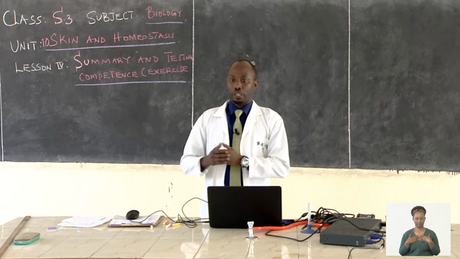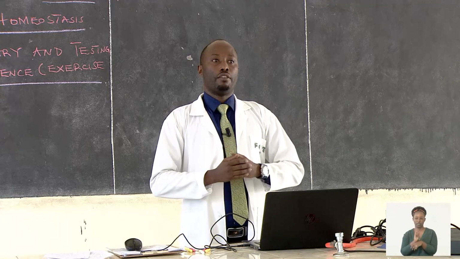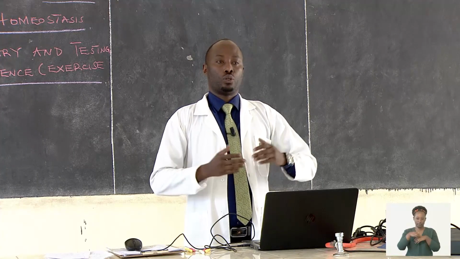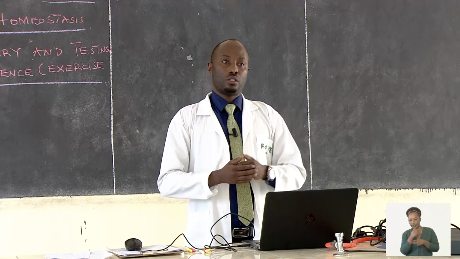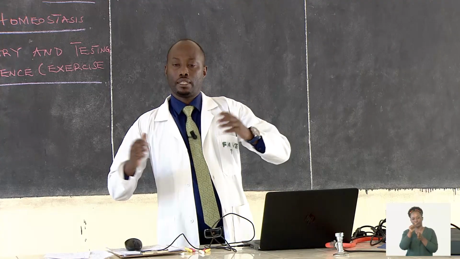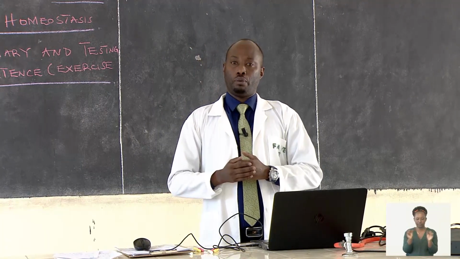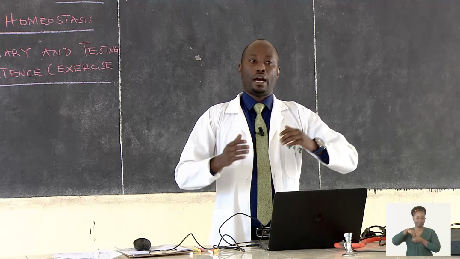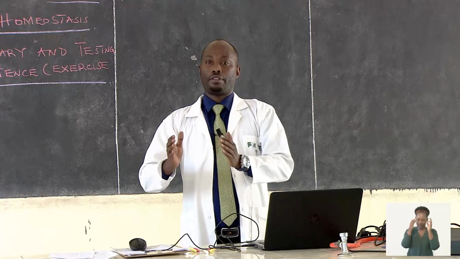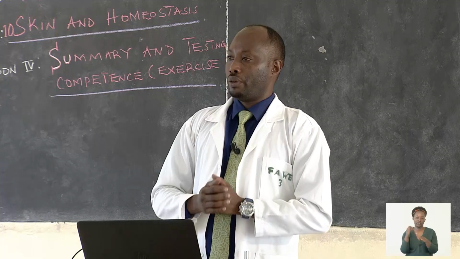So we also talked about the maintenance and control of the internal environment. We said there are very many internal variables that need to be controlled and balanced. We talked about water, salts, glucose, and other variables that need to be maintained constant so that they cannot affect the body metabolism. So we're going to summarize the unit, and after making a summary of the unit, we're also going to go through the exercise of the unit.